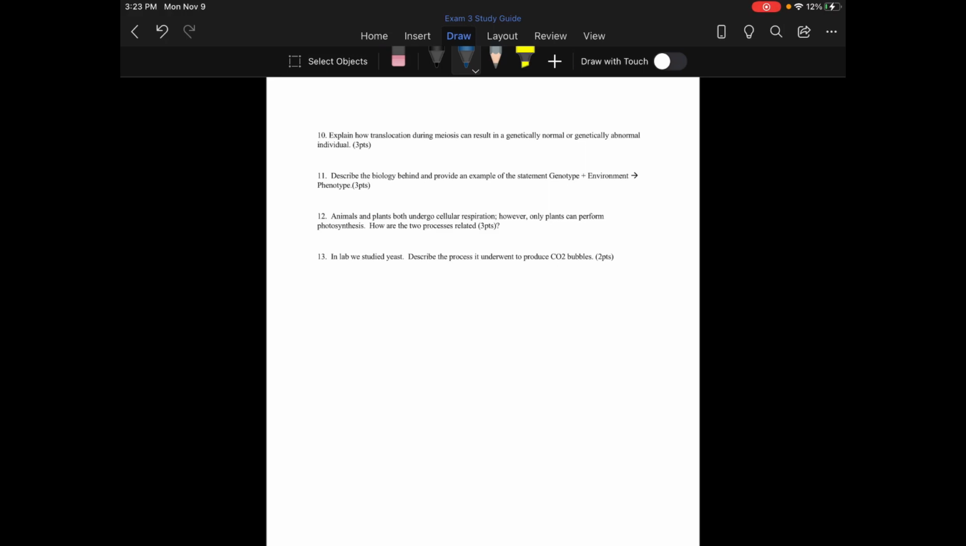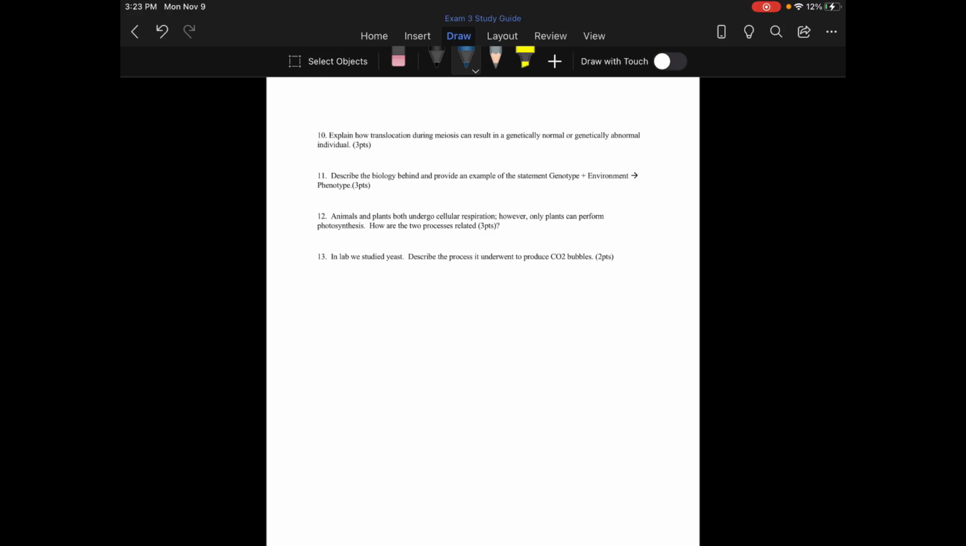Number 12, animals and plants both undergo cellular respiration. However, only plants can perform photosynthesis. How are the two processes related? These processes are related because plants and animals both do the cellular respiration. Of course, it says that, but the idea behind it is that photosynthesis reactants are the same thing as cell respiration products, and so they're the reverse of each other. So one gives the sugar that the other one needs to break down to make energy.